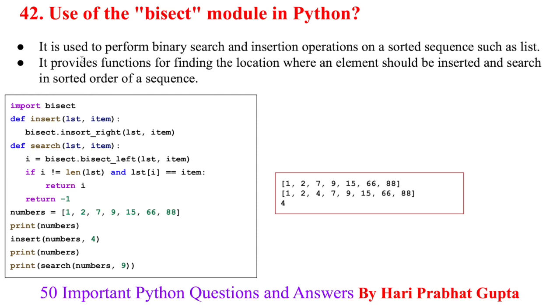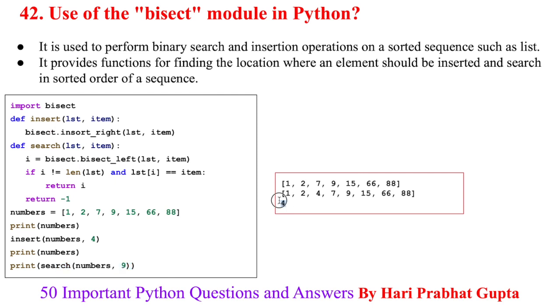So here in this source code, the insert function takes a list and an item, and uses the bisect insort function to insert the item into the list in sorted order. The search function takes a list and an item and uses the bisect_left function to find the location where the item should be inserted. The numbers list contains some sorted numbers, and the code prints the list before and after inserting the number 4 using the insert function. Then it searches for the number 9 using the search function and prints the index of its first occurrence.